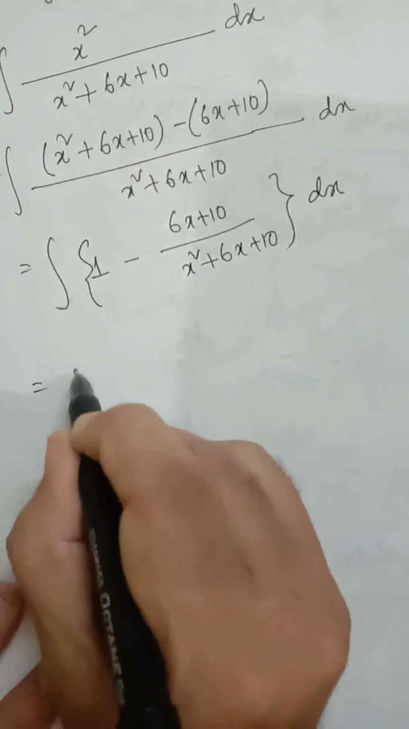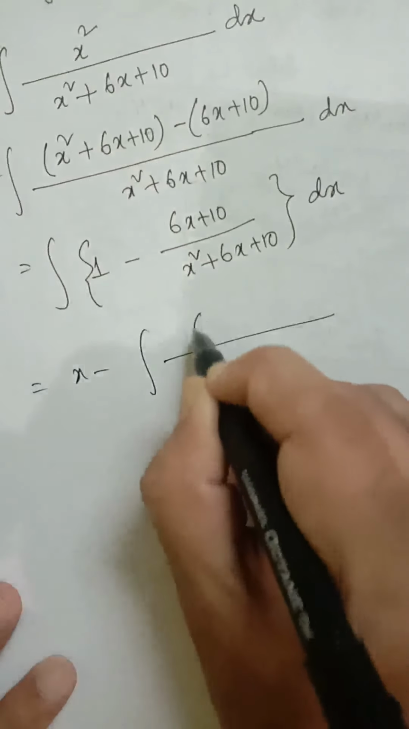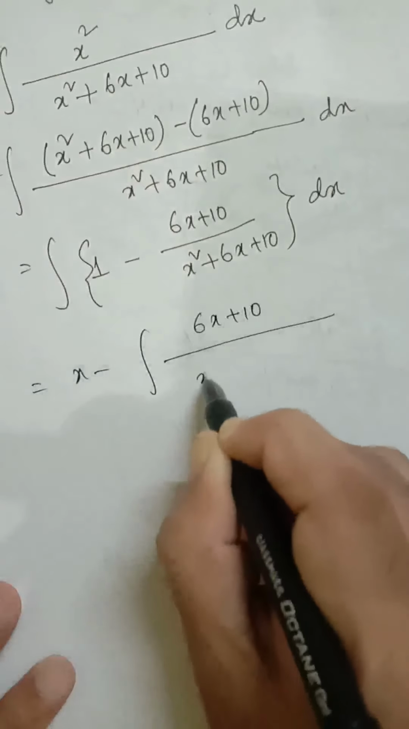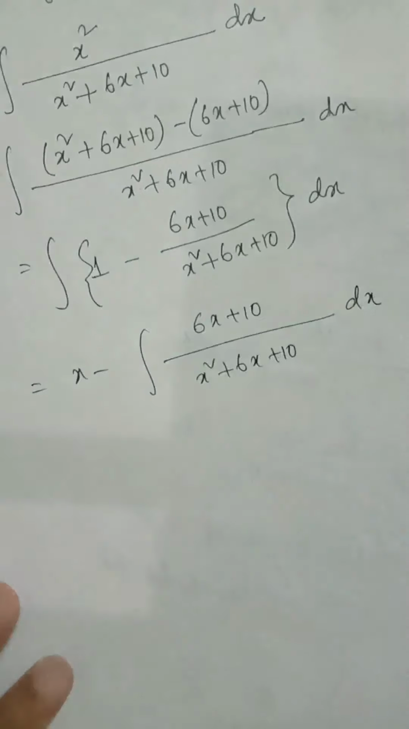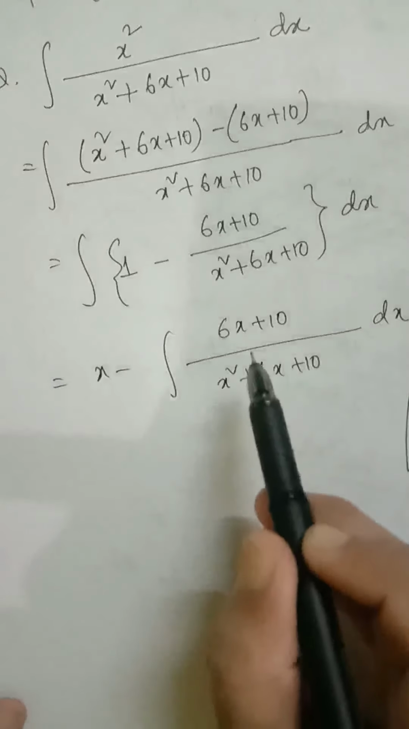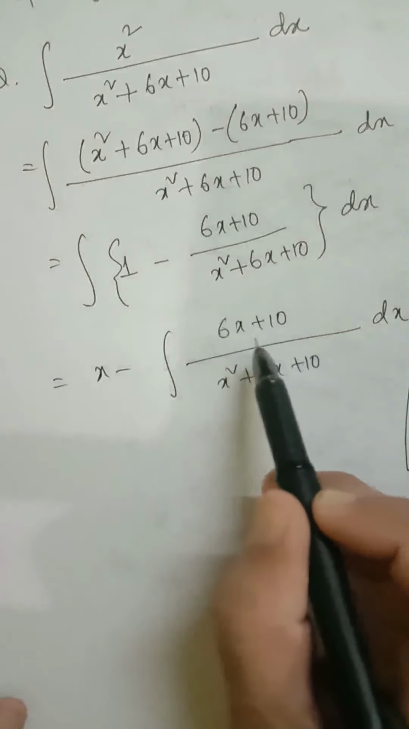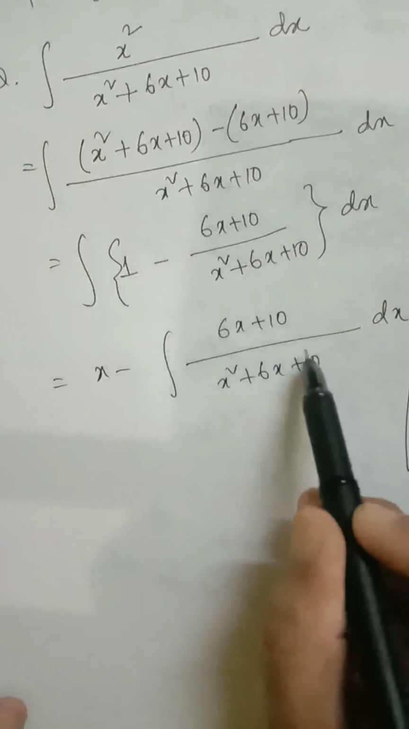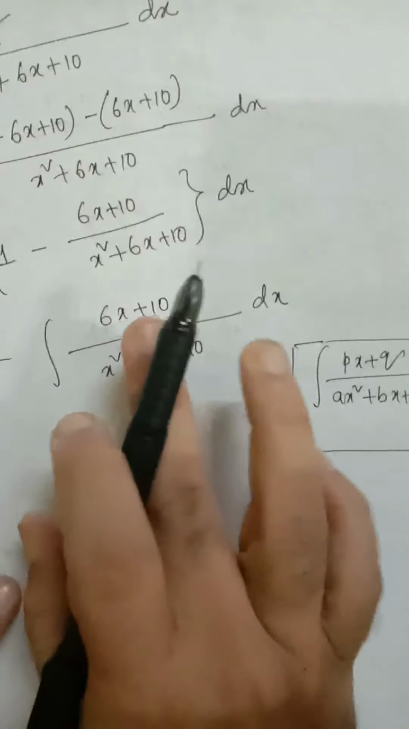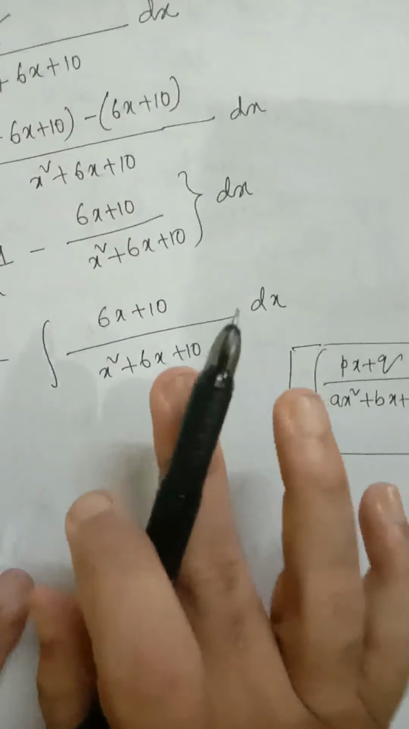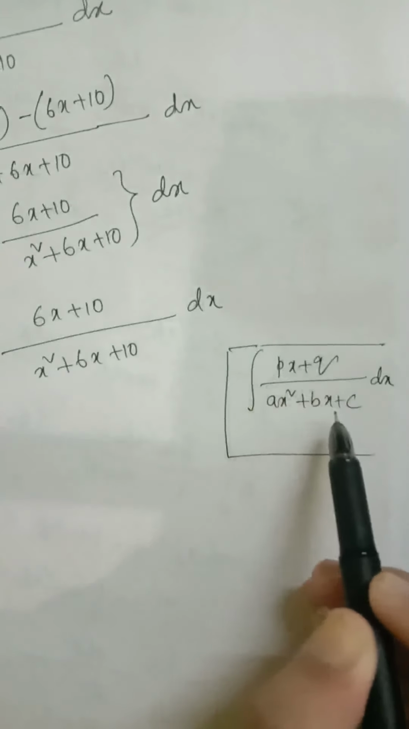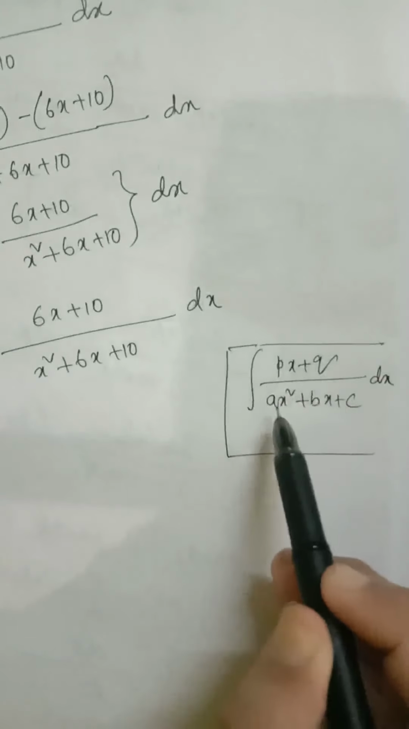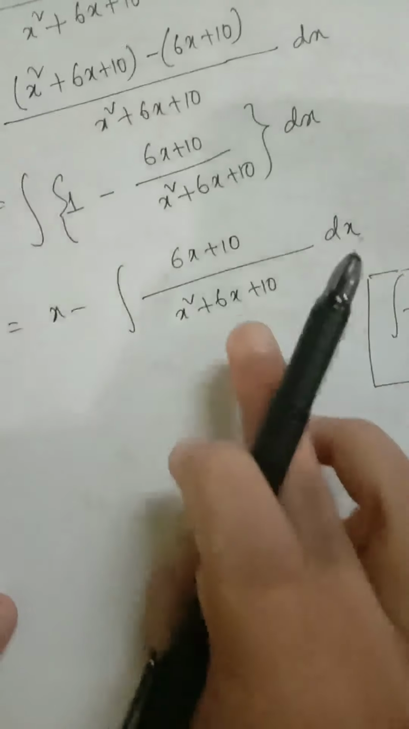Now integration of the first part: integration of 1 is x, minus integration of (6x plus 10) divided by (x square plus 6x plus 10) dx. In this integral the numerator is a linear polynomial and the denominator is a quadratic polynomial, and I have already discussed this type of integral, integration of (px plus q) by (ax square plus bx plus c), linear expression by quadratic expression. Now how to integrate this?